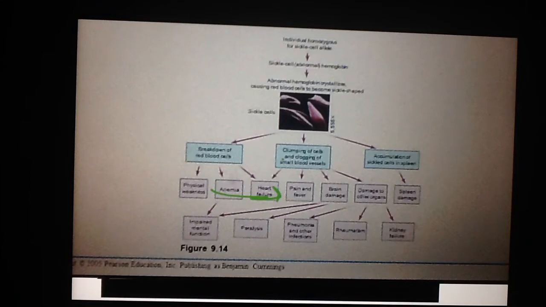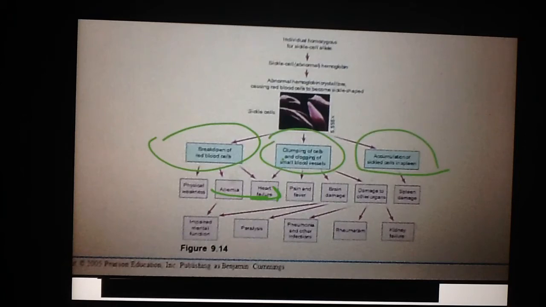That's a result of having sickle cells, which causes the breakdown of your blood cells. It causes clumping and clots. It causes sickle cells to build up in the spleen, which is what filters out bad blood. And so all of these things happen as a result of having the one allele, or homozygous recessive.